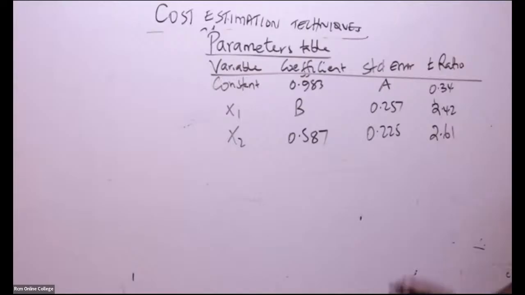So we have the parameter estimates, or the parameters table, the numbers table. We have the variable where we have constant, x1, x2, coefficient 0.983, B 0.587, standard error. We have A, 0.257, 0.225. T ratios are also given there.